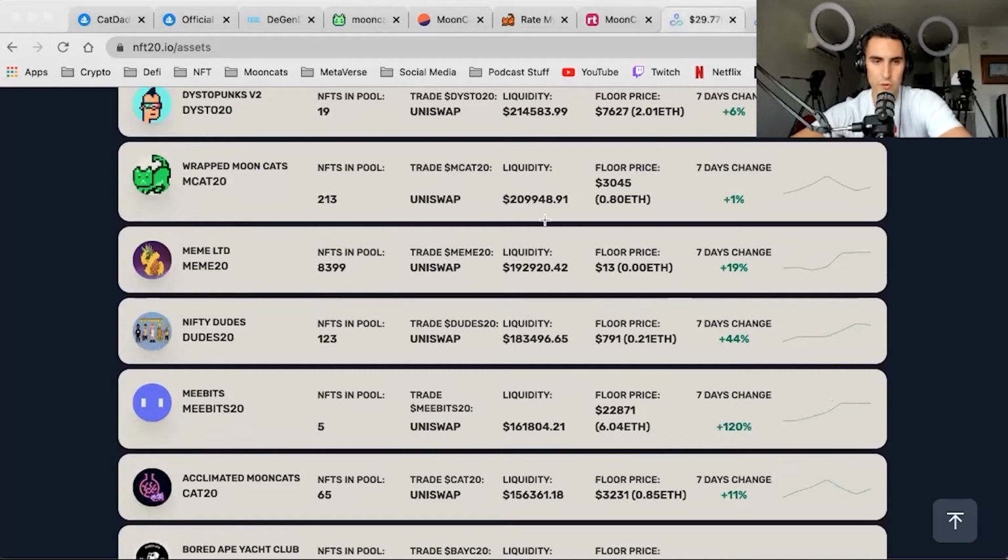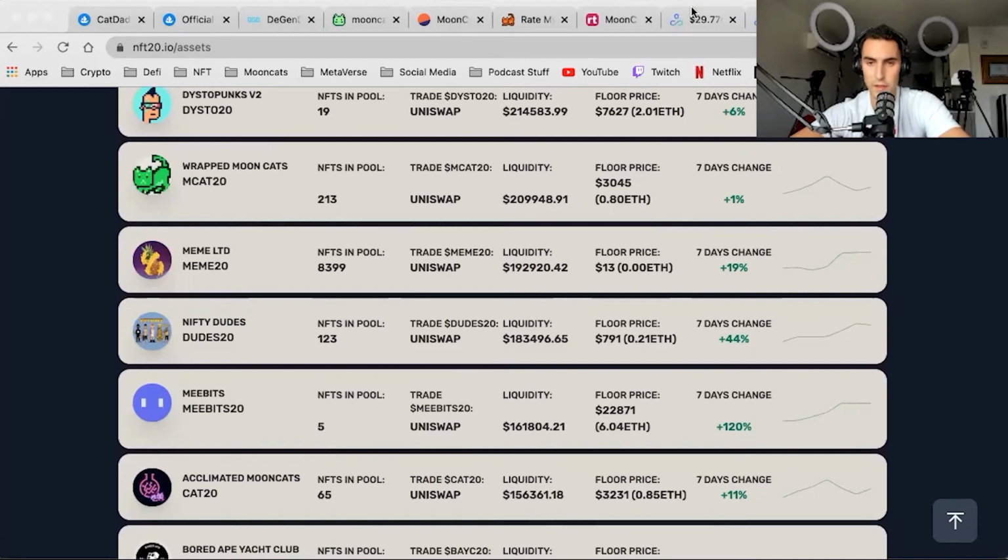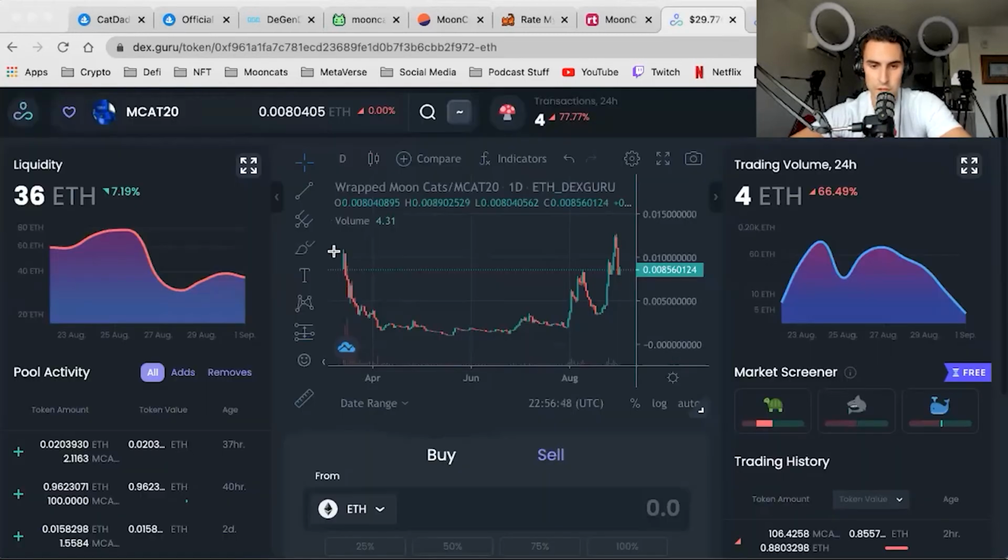So I go over to DexGuru and we can see this is MCAT20. So this is the chart for wrapped Mooncats, right? So over here it says again 0.8. You can see the history on here. This is the day of rediscovery. So this was March 14th. The cats were rediscovered March 11th. Probably should know that. March 10th, March 11th, March 12th.